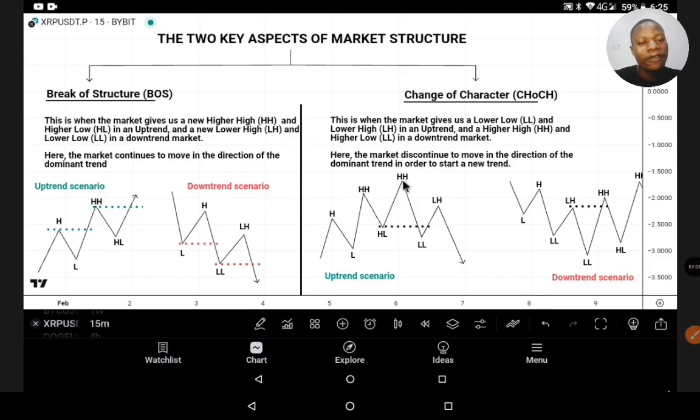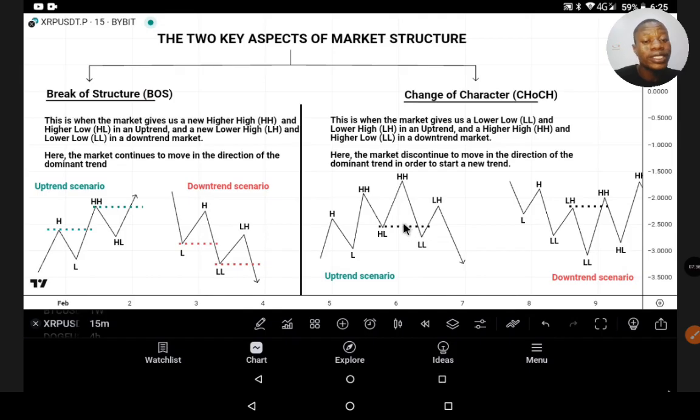But instead, from this resistance, don't forget the swing high is always a resistance, the market pushed down below the previous low, which contradicts the principle of an uptrend. Here, instead of having a higher high, we now have a lower high. So at this point, where the market breaks below to give us a lower high, the market is said to have changed its character. So here we have a change of character.